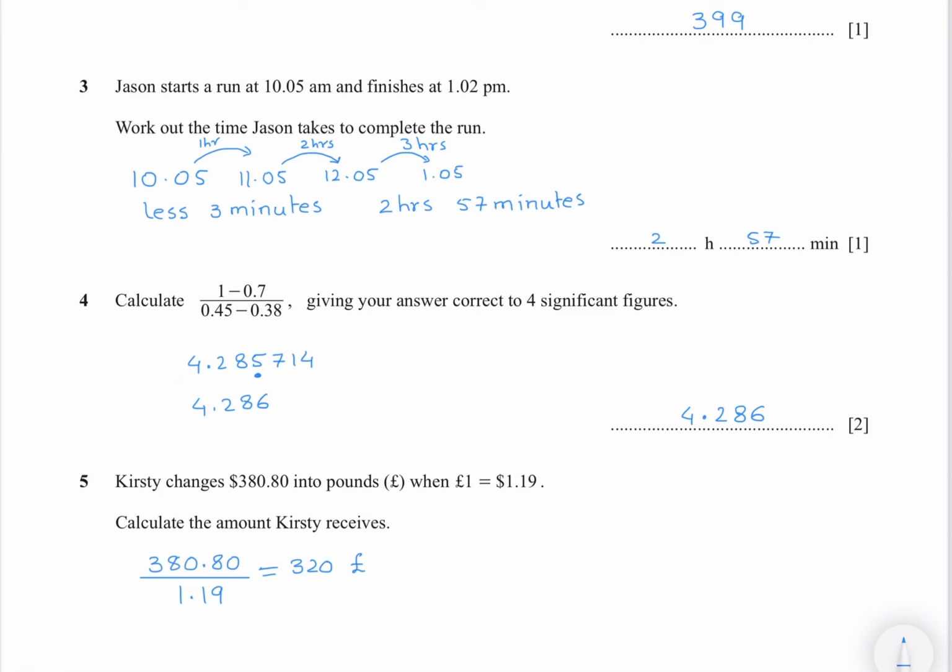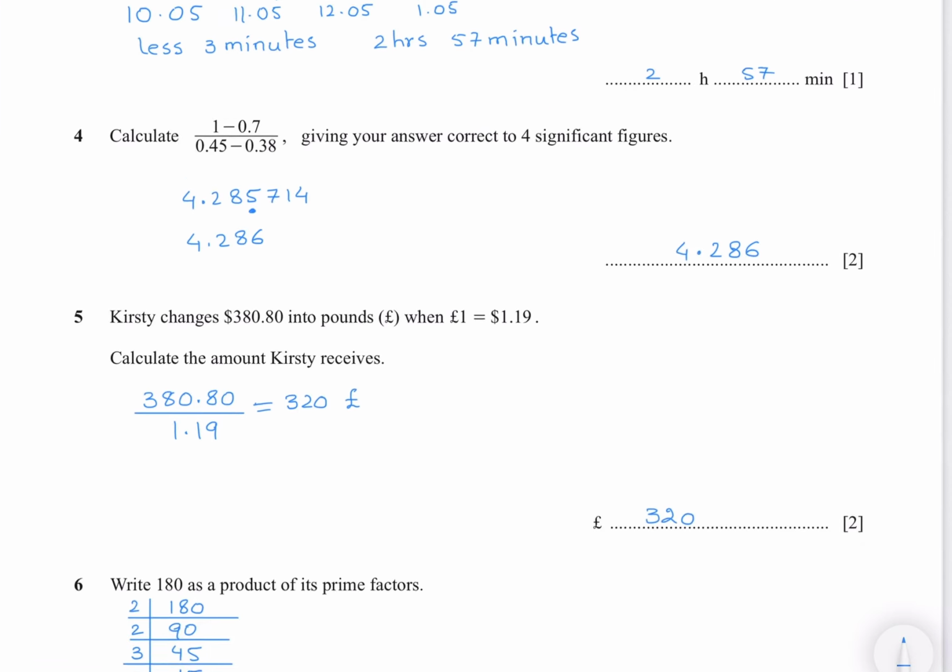Question number 4, calculate 1 minus 0.7 over 0.45 minus 0.38, giving your answer correct to 4 significant figures. So again you can use calculator, and when you found out the result, which is 4.285714, so up to 4 significant figures, I mark the point under 5. This is the 4th significant number. So your answer would be 4.286.